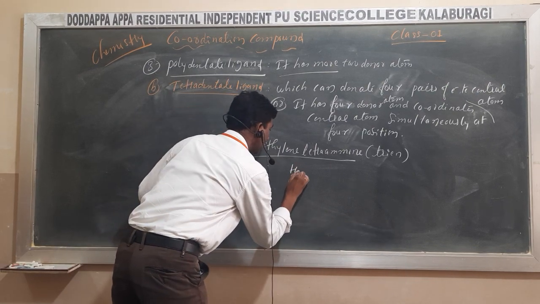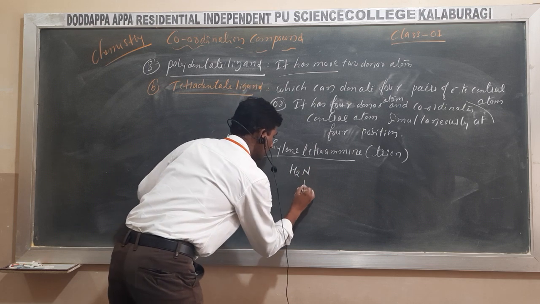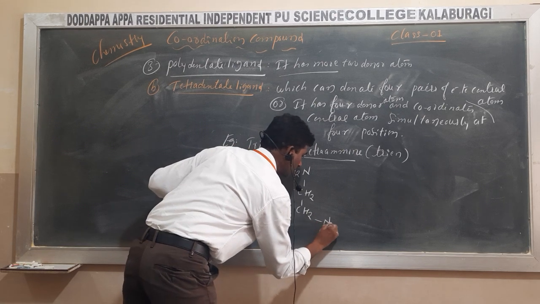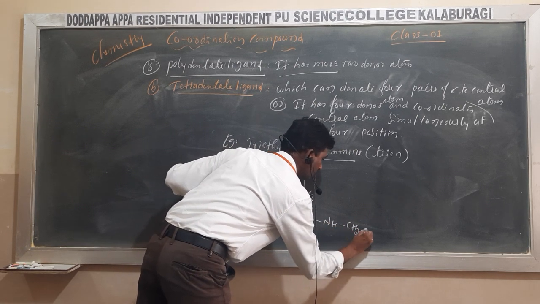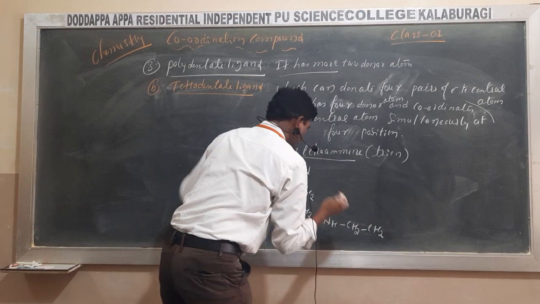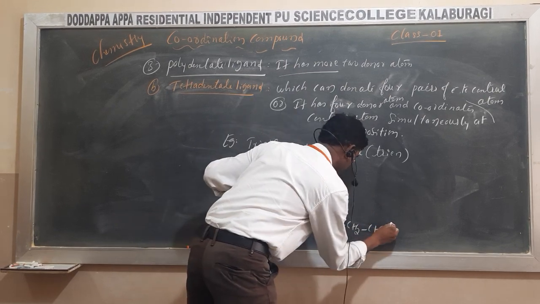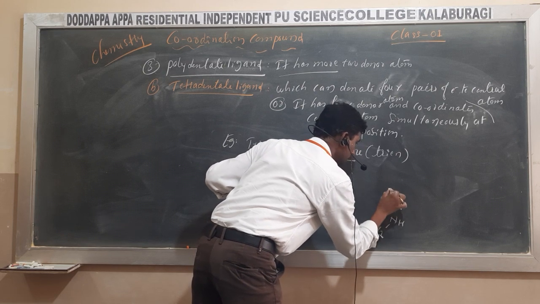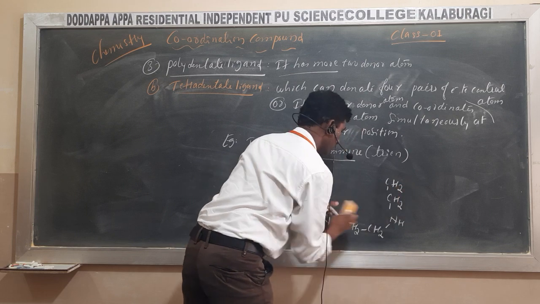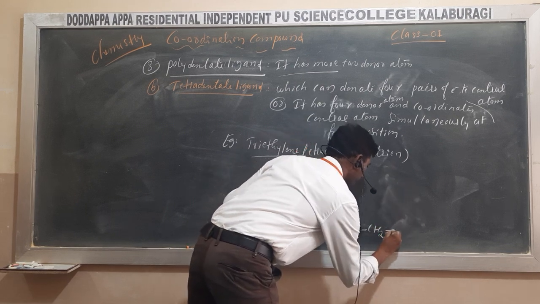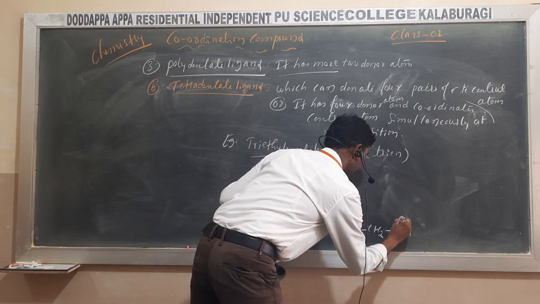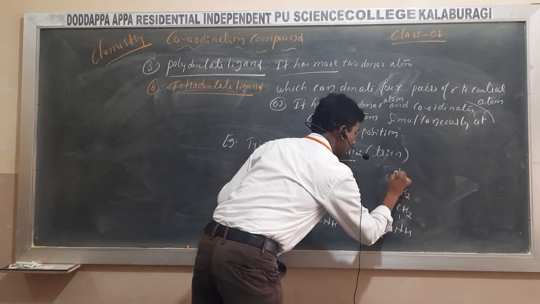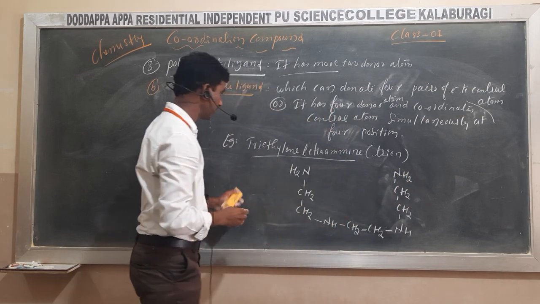First I can write NH2, CH2, CH2, next NH, CH2, CH2, next CH2, CH2, NH, CH2, CH2, and finally NH2. Is it correct or not? Yes.